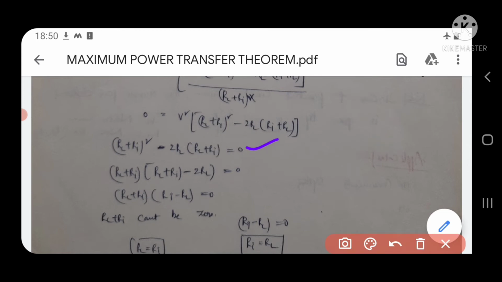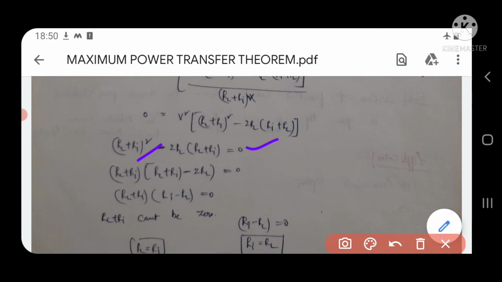Here also we take RL plus Ri as a common factor, then finally we will get RL plus Ri minus 2RL. This value is equated to 0. So finally we will get Ri equal to RL, that is, Ri plus Ri minus RL.